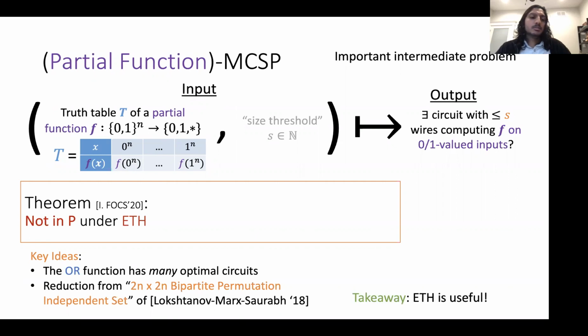And to me, what I really like about this result is it's a proof of concept that ETH is useful, and it's a proof of concept that gets really close to MCSP itself, at least in my view. Okay, so that's... any questions on this slide?